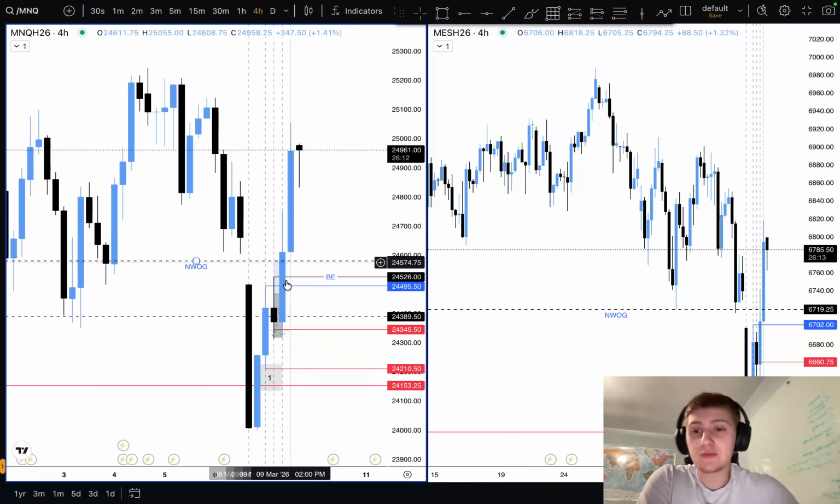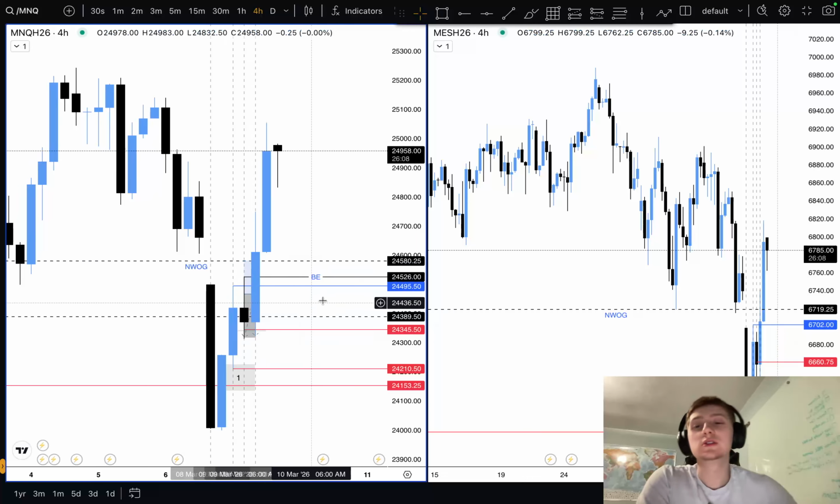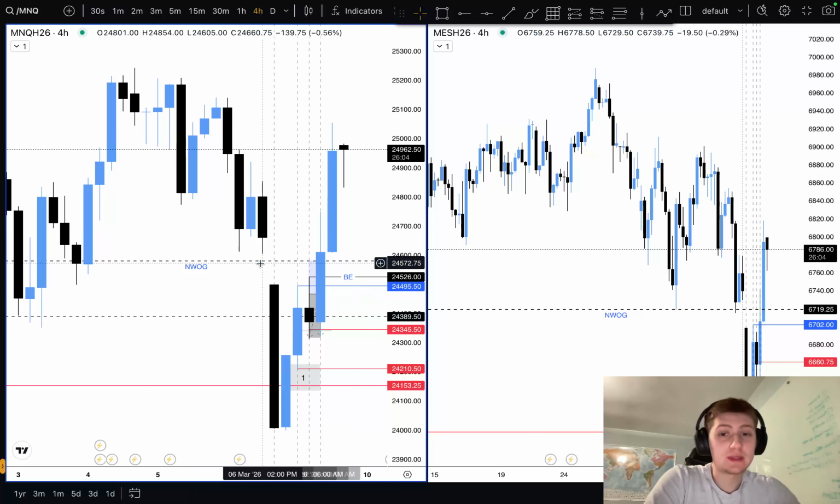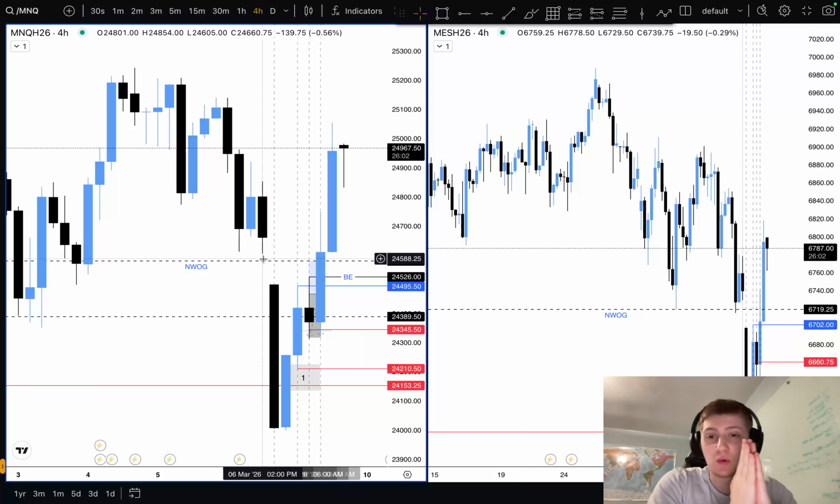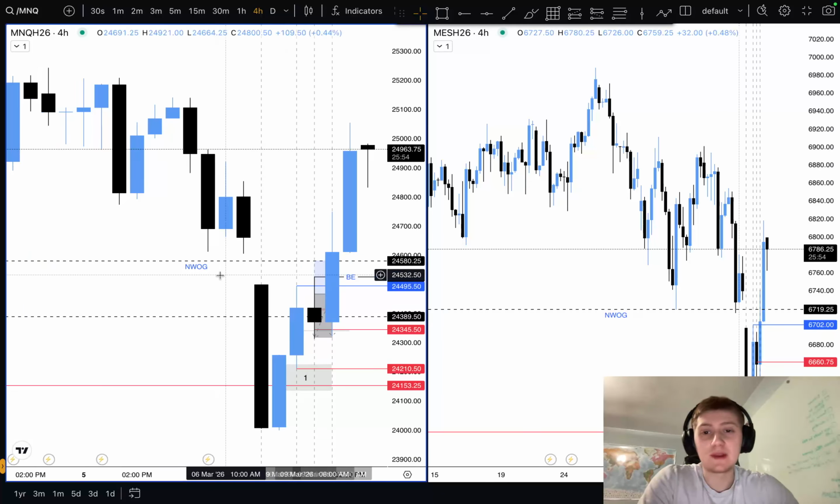So starting off with the 4-hour time frame, we see that okay, we have the new week opening gap, which is an amazing draw on liquidity. I ended up checking the charts yesterday night, and that's how we had this new week opening gap, and I was praying that this morning we would not have filled it, and that would be my main draw on liquidity for the day. And fortunately enough, the prayers have been answered.